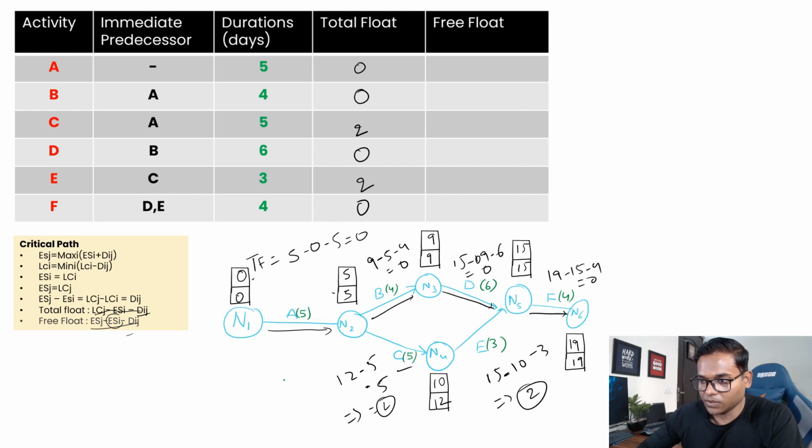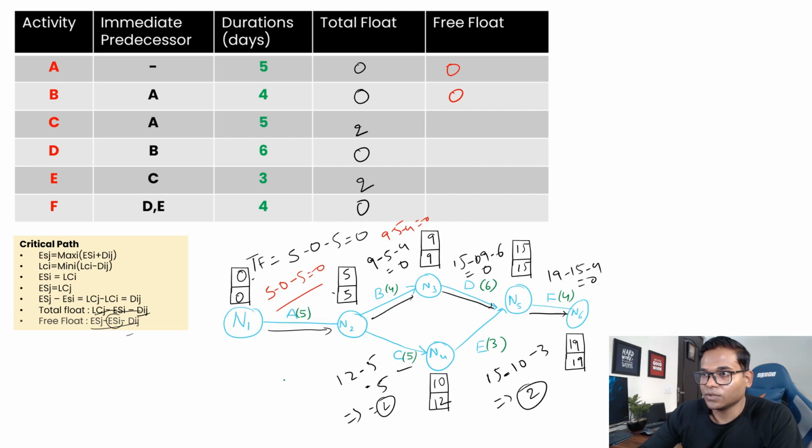So for free float, let me choose another color. For free float, again it's pretty simple: early start of j minus early start of i minus duration. So let's say for here, the early start is 5, this is 0, minus duration, so that becomes 0. So obviously this will become 0. For B again, it's 9 minus 5 minus 4, that's equal to 0, so it will be 0.